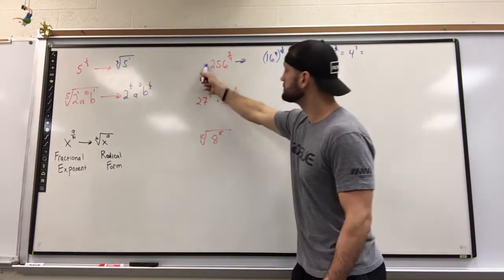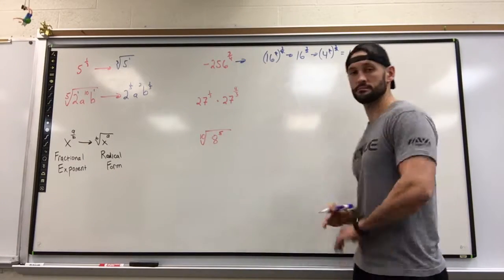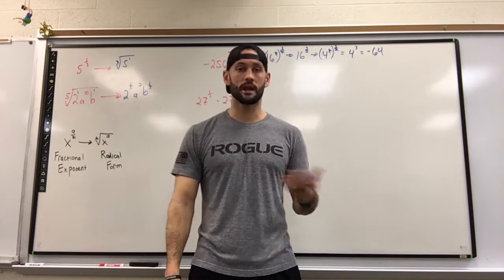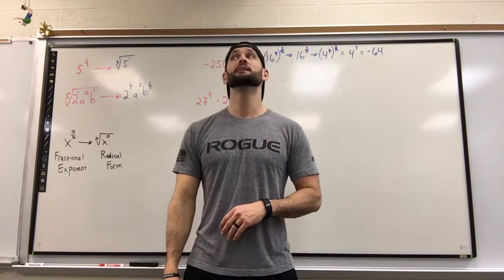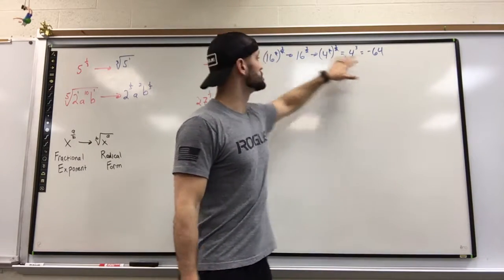Oh, don't you sleep. That was still waiting. Negative 64. Done. Now, that was my method. Could you have gone radical? Yes. Would it have taken more time? Yes. This, to me, was one of the fastest ways to slow play it.